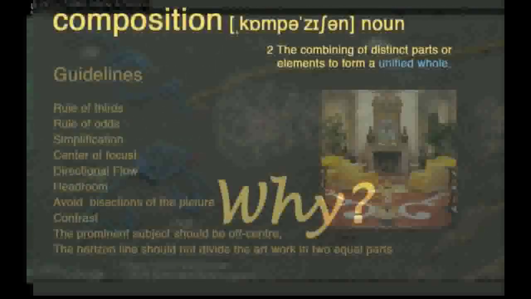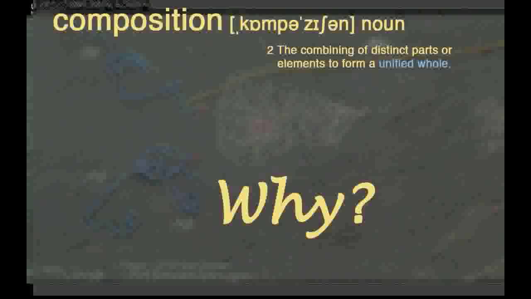Well, first of all, we can ask why we need to make it a unified whole. When you make a picture, it can have many elements in it. It can have, if it's a landscape, it might have the sea, it might have the beach, it might have a boat, it might have the sky, it might have the sun. There's all kinds of elements that can be in it. Why exactly does it need to be unified?